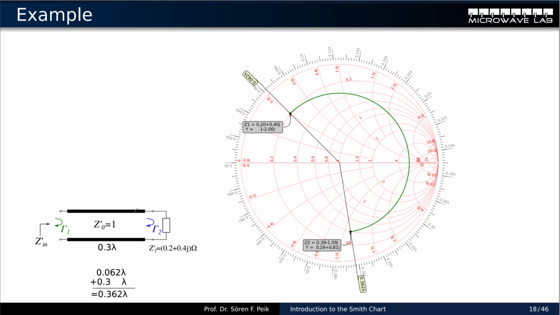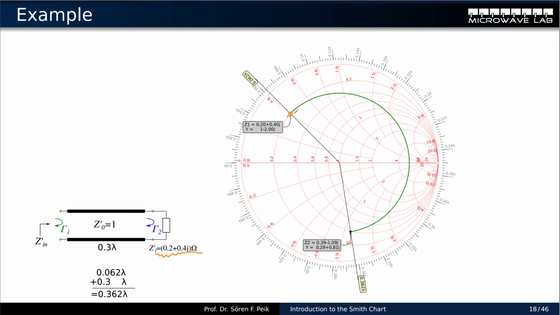Well, again, one little example. We start at the point 0.2, 0.4j. 0.2 is the real part, 0.4j the imaginary part, and this point here is it. Once we found the point, we mark it here. So this is my starting point.